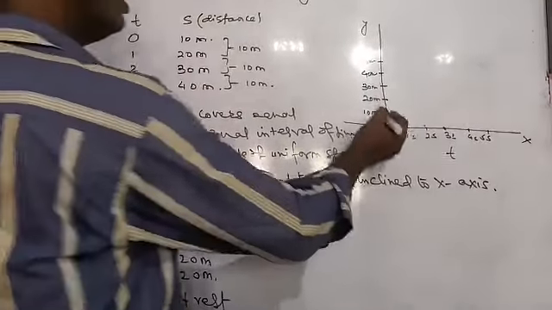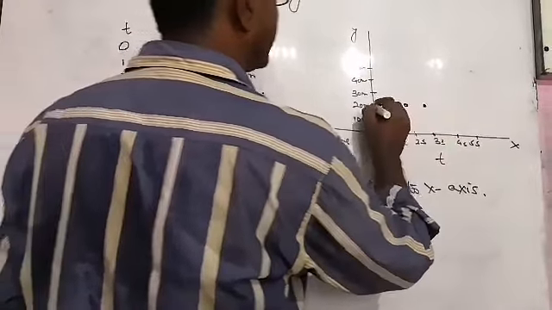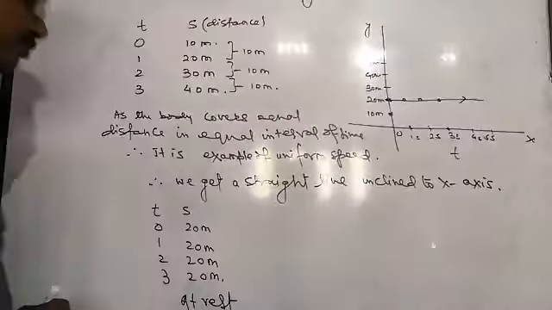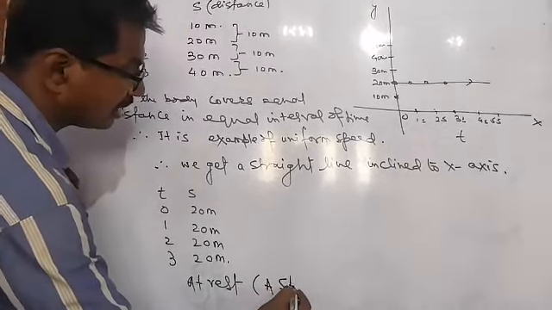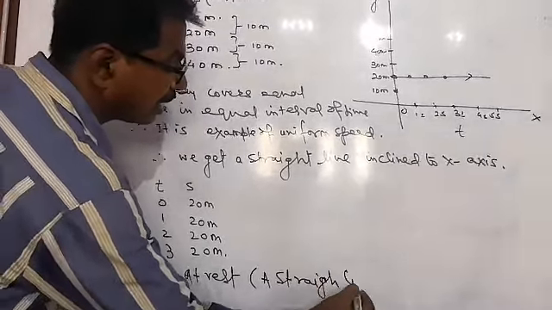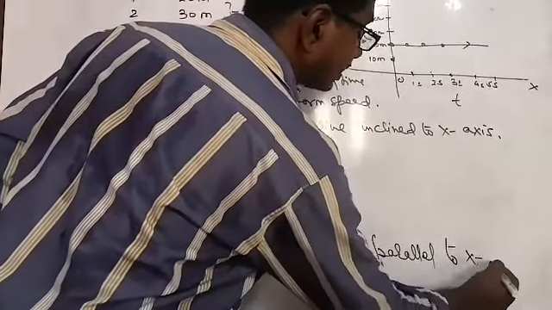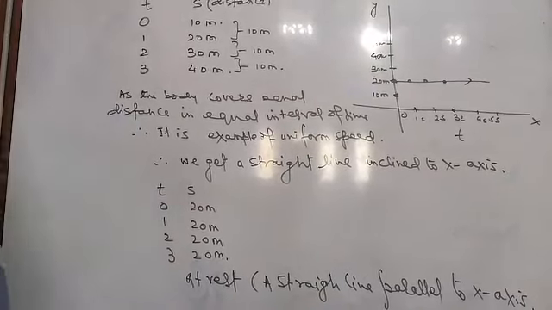You see, in 0 second the body was at 20. In 1 second the body was again at 20. In 2 seconds the body was again at 20. In 3 seconds the body was again at 20. Again you get a straight line, but it is parallel to the x-axis. A straight line parallel to the x-axis, right? Now what can we obtain from a distance time graph?